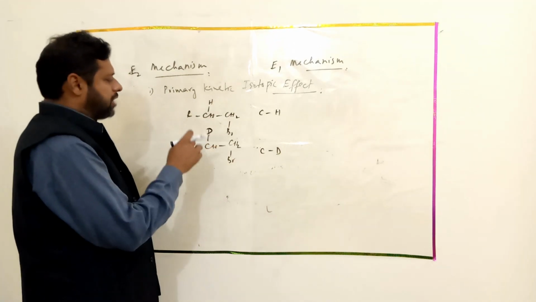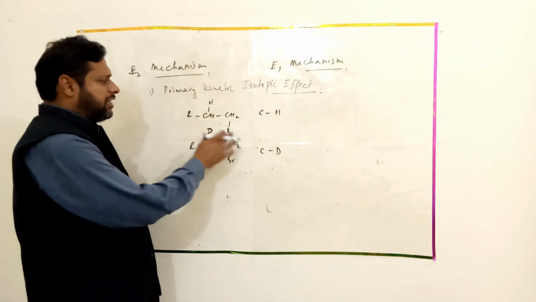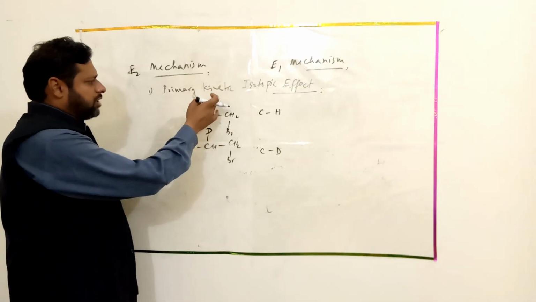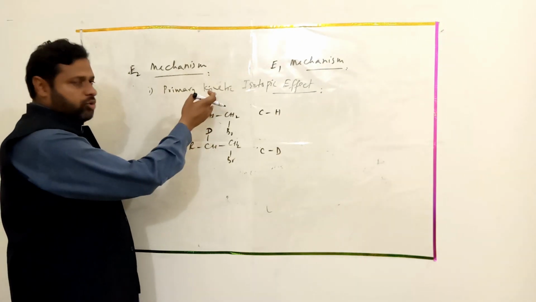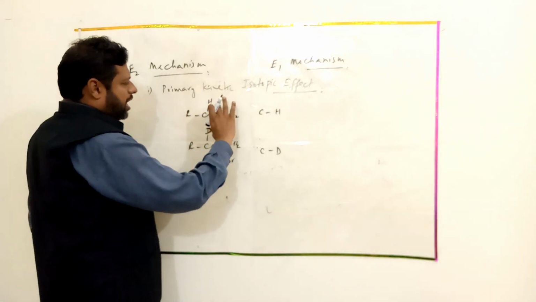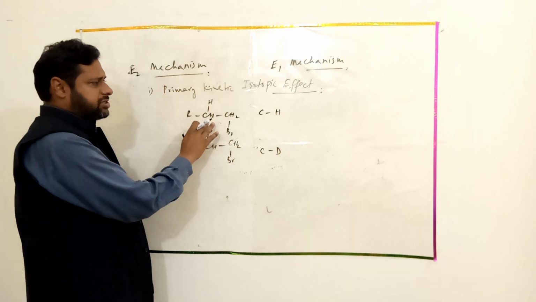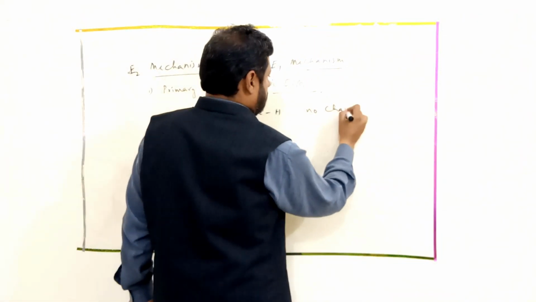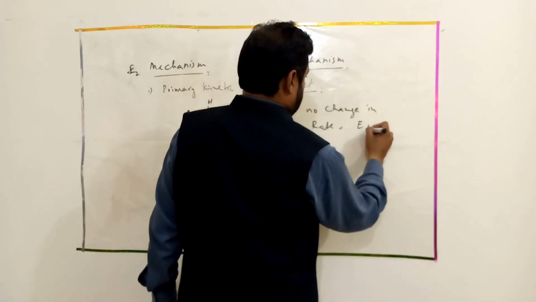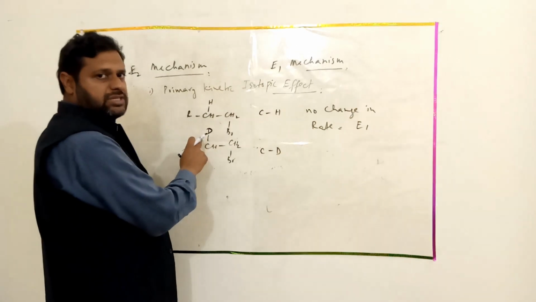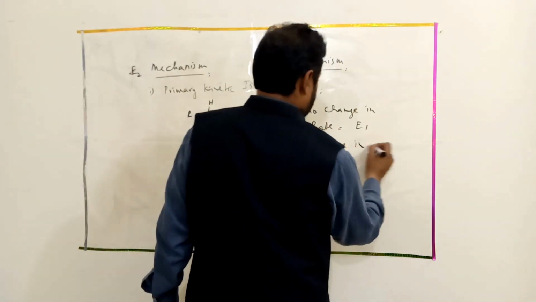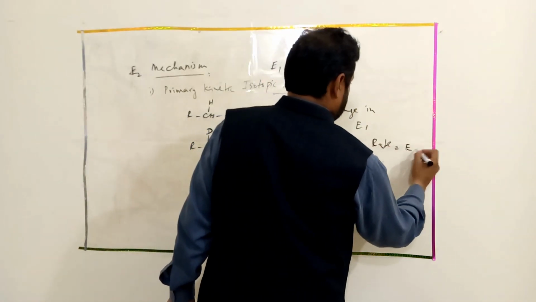If the rate of reaction is unchanged, then the reaction takes place by the E1 mechanism. However, if the reaction rate has changed, because when we change H to D it has more mass compared to H, then the rate of reaction will change. So it means that this carbon-hydrogen bond is broken in the rate determining step. No change in rate means the reaction is E1. It means that this bond is not broken in the rate determining step. But if there is a change in rate, then this reaction is E2.